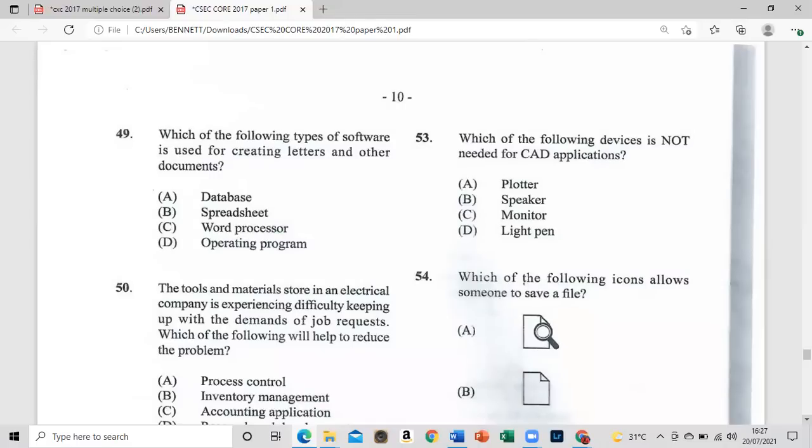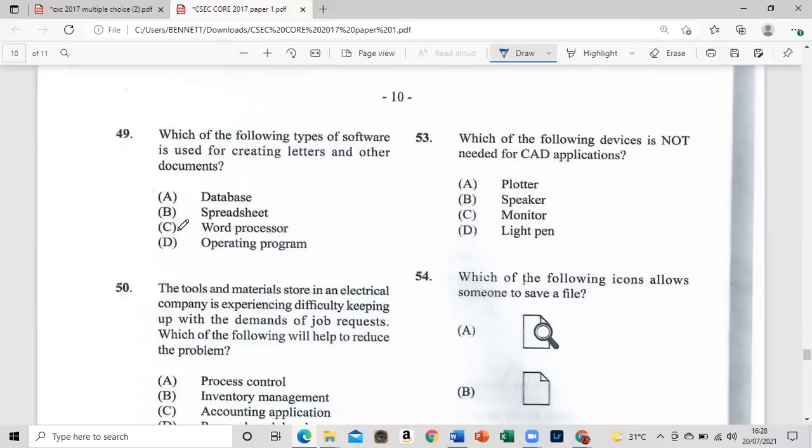Let's move on to 49 now. Which of the following types of software is used for creating letters and documents? Is it A, database, B, spreadsheet, C, word processor, or is it D, the operating system? So that would be word processor.